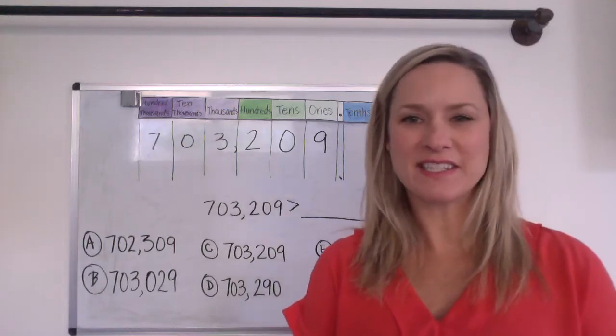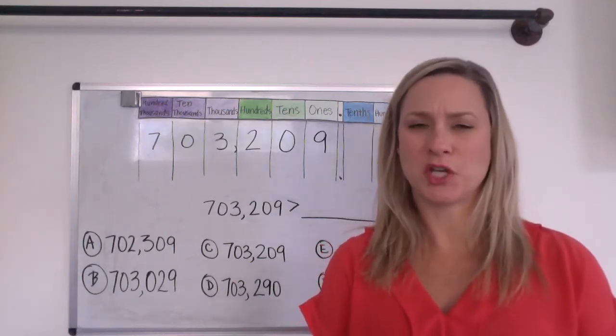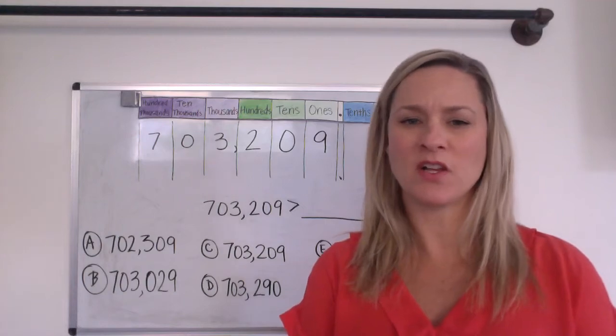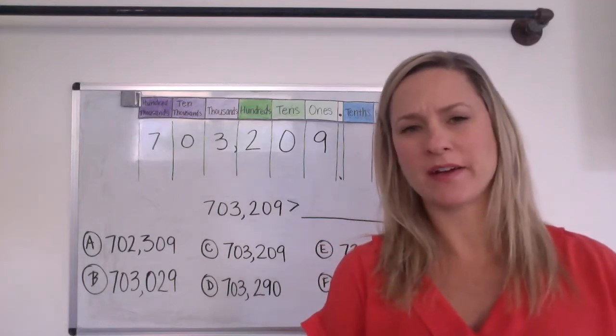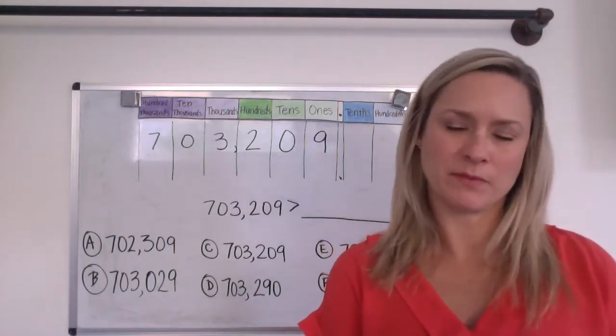Hey, fourth graders, it's Mrs. Compton, and we're going to do a little review of Chapter 1. So Chapter 1 was all about place value and comparing numbers and ordering numbers from least to greatest, right?